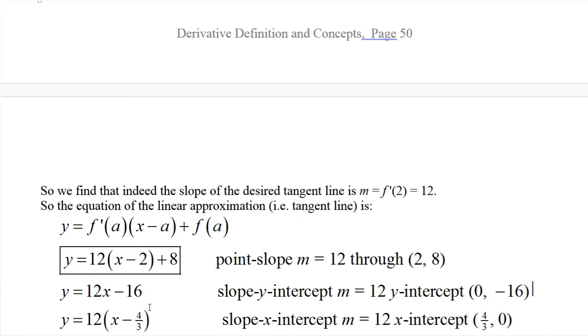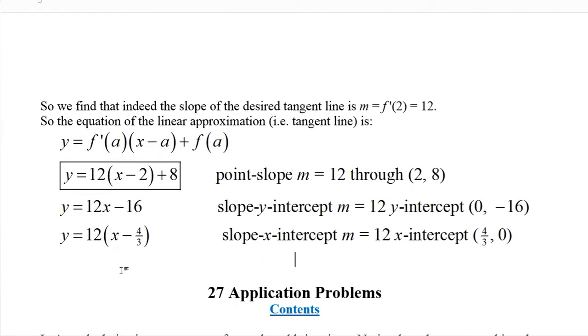So there's a slope y-intercept form, there's a slope x-intercept form. Those are unique for a particular line because it only has one y-intercept and only one x-intercept. But this point-slope form is not unique. You could put in any point that's on the line, put in its x and y and replace it in place of the 2 and the 8, and you would get an equation of the same line. So all of these are equations for the same line. They generate the same set of ordered pairs that make it true, so they generate the same table, they generate the same graph. And of course that graph is a line, and it is the tangent line.